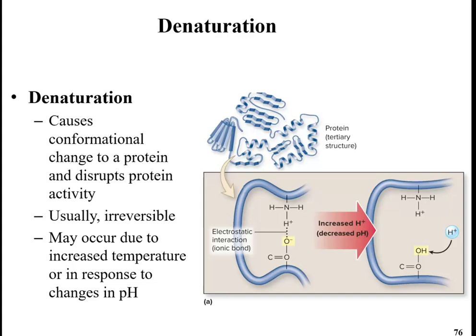So imagine you're cooking an egg on the skillet, right? And the egg white turns white. What you're doing is you're actually denaturing the albumin that's in the egg white.